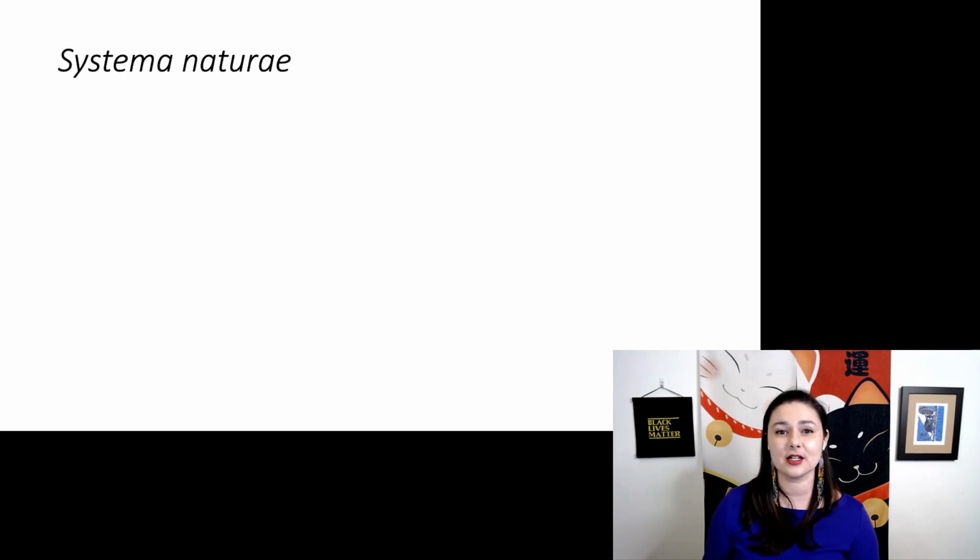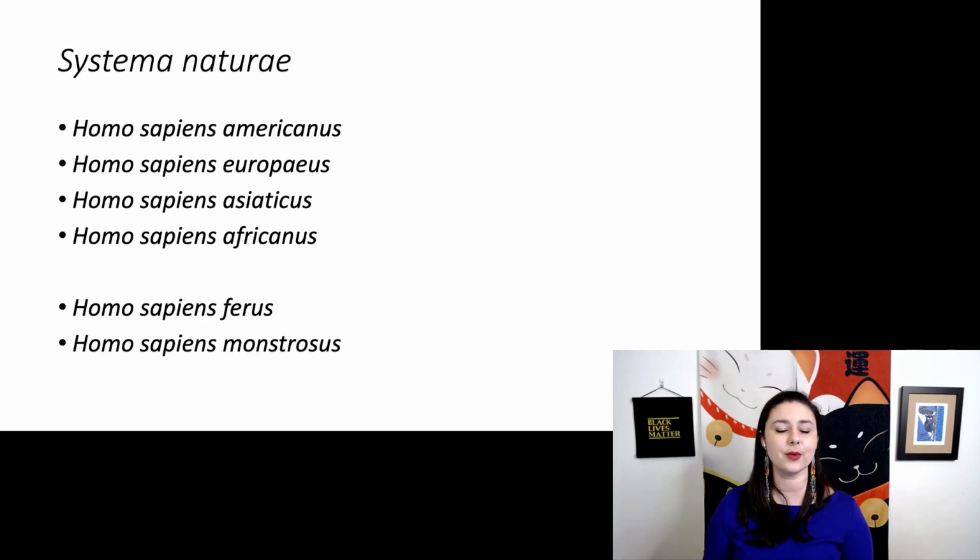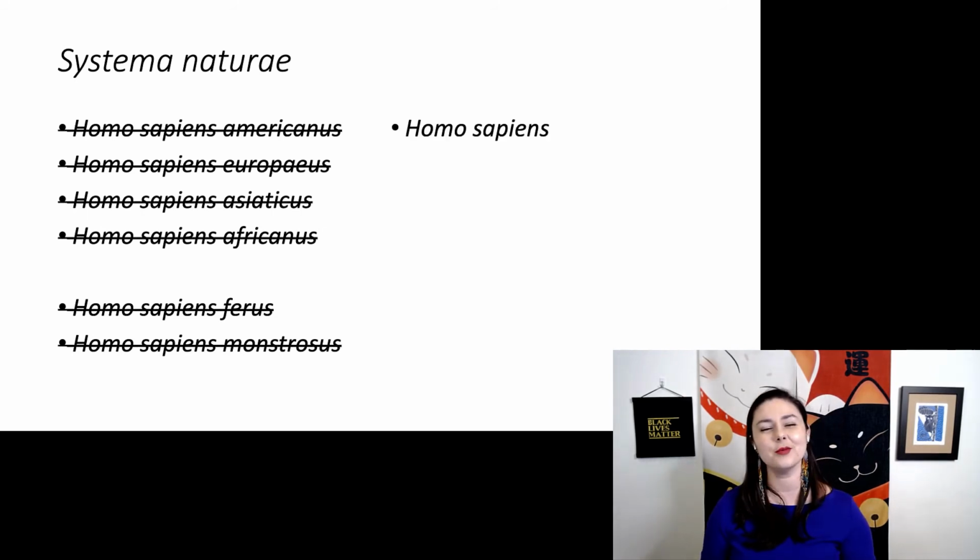Also in the Systema Naturae, Linnaeus did try to classify humans. So he had Homo sapiens americanus, europaeus, asiaticus, and africanus. So you can see those are related to the different continents. He also had some weird ones: Homo sapiens ferus, or feral children, and Homo sapiens monstrosus, people with body modification going on. So he has some problematic ideas here, which really, it's just Homo sapiens. But keep in mind, this is what you might see if you're reading an older version.